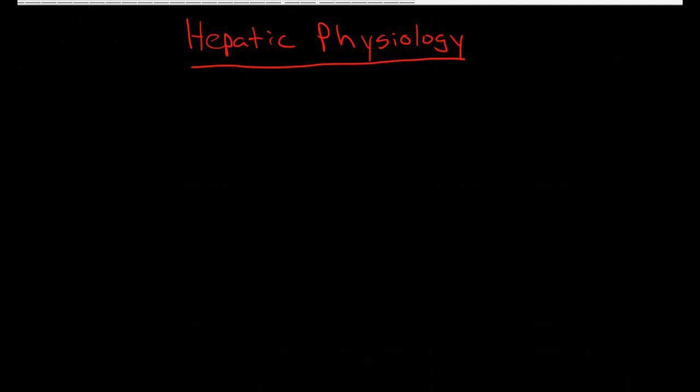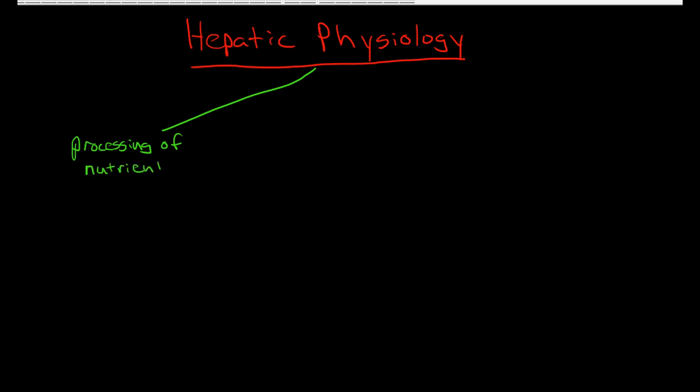Okay, so in this introductory video I want to talk about three main classes of functions of the liver. And the first class of functions is the processing of nutrients. Some of you may have heard of the liver described as an accessory organ to the GI tract. Well, that's because of its role in the processing of nutrients.